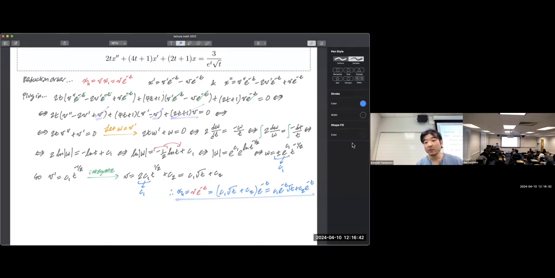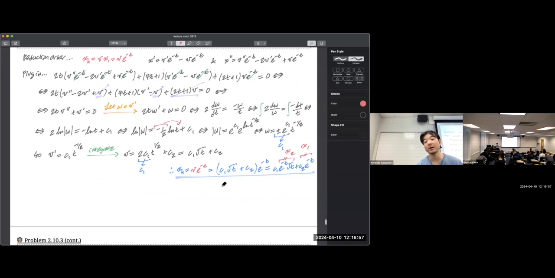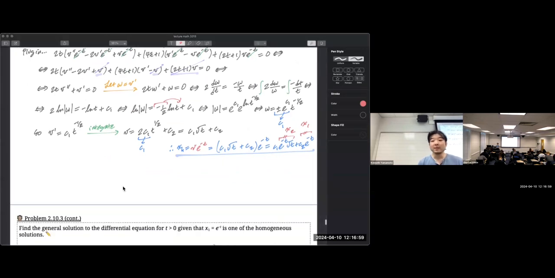It doesn't matter which one we label as which, but I'll just label this one as x1. Okay, we'll just flip it around. It doesn't matter which one you label as which, but this is our other homogeneous solution. All right, so this is the homogeneous solution.